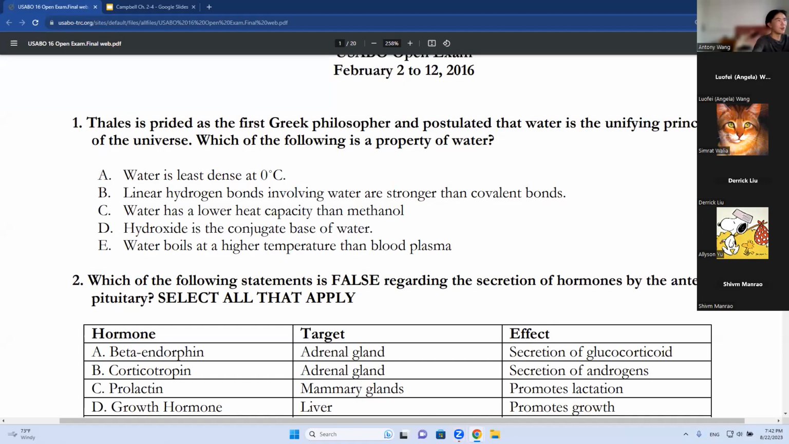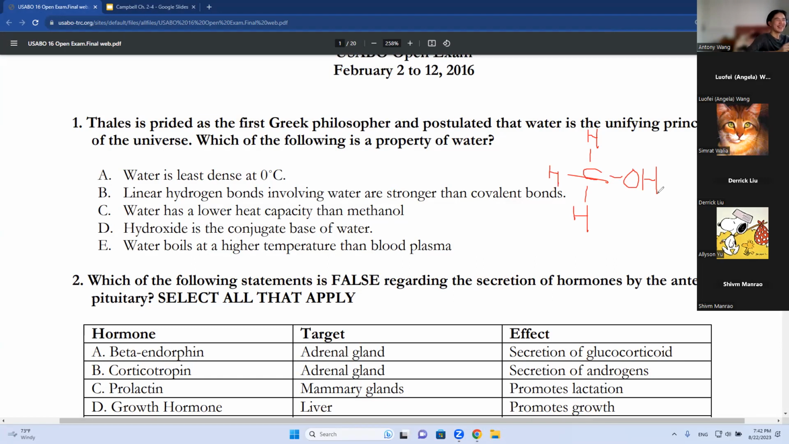Let's draw it. I can draw. So you have carbon, and a hydrogen, and a hydrogen, and a hydrogen. I'm so sorry, guys. And a hydroxyl.